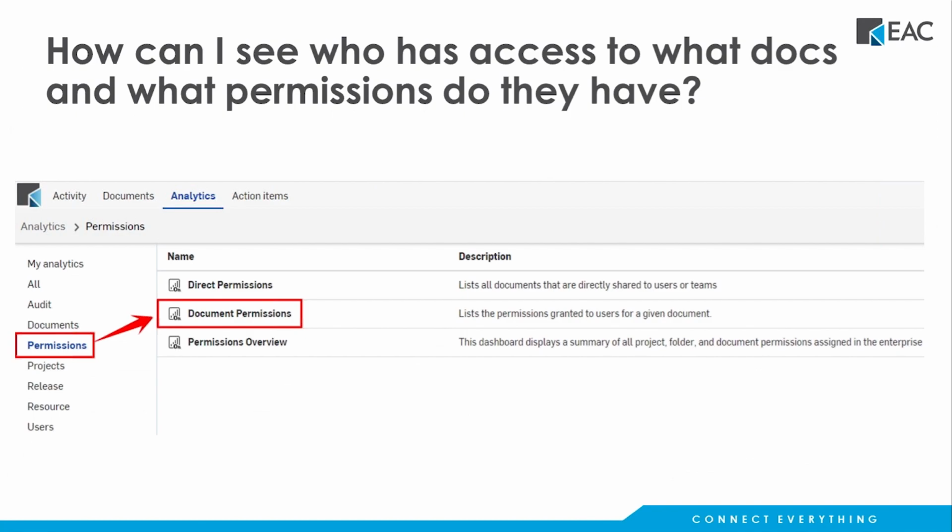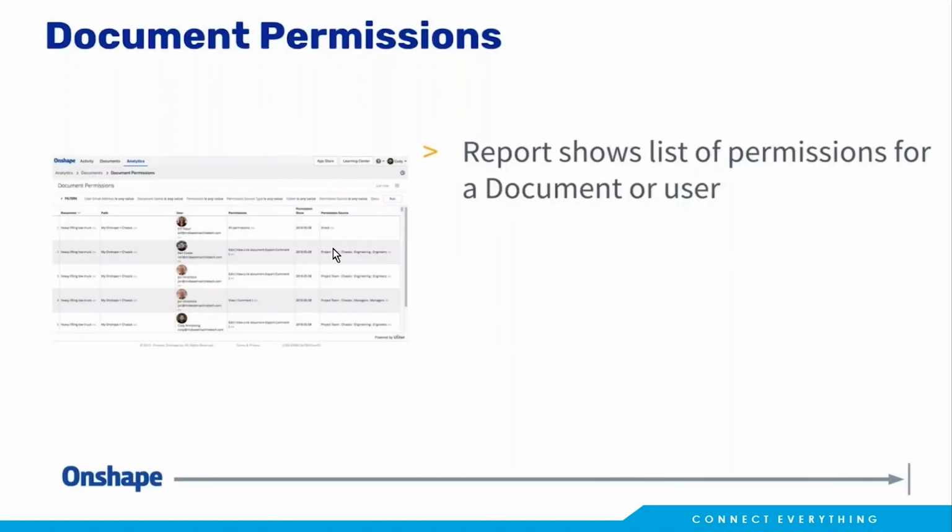Another thing that a lot of people ask about is how can I see who has access to a particular file? And that's just under permissions. So under all, we can have a list of all this other information, but also under permissions, permissions for documents. It gives us a list of all the permissions granted to users for a given document. So I have this part, who else has access to it? And we can keep track of things that way.